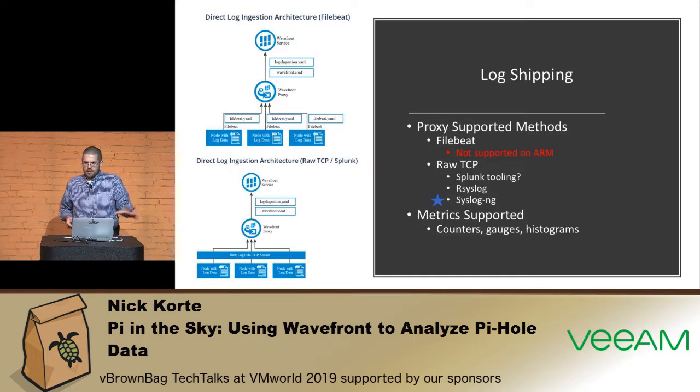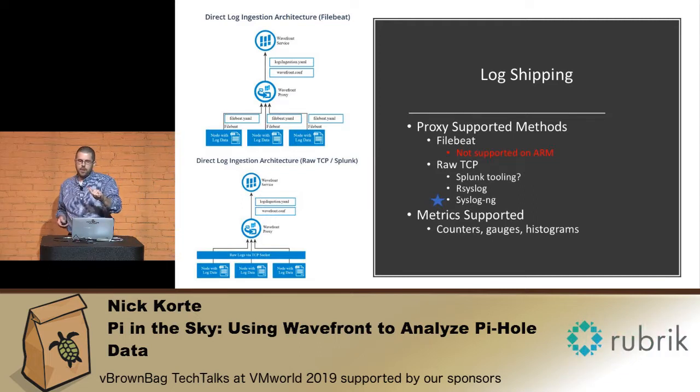But all those metrics I talked about before, if you're going to pull metrics out of logs, there are only 3 metrics supported today with Wavefront. That's counters, gauges, and histograms. And based on the Pi-hole data, those are fine.